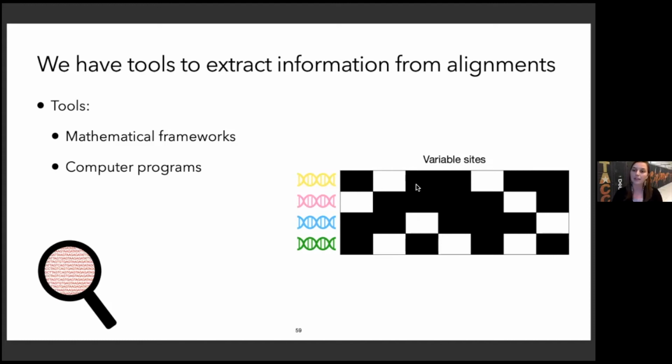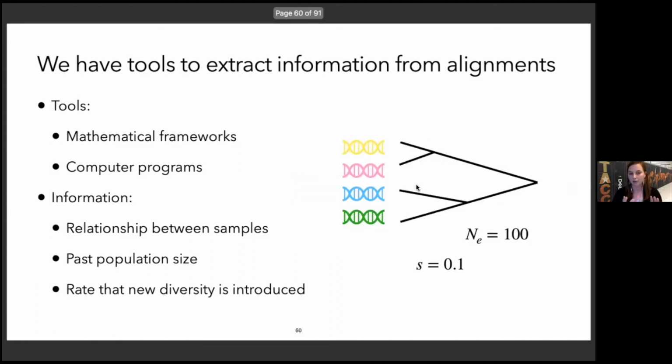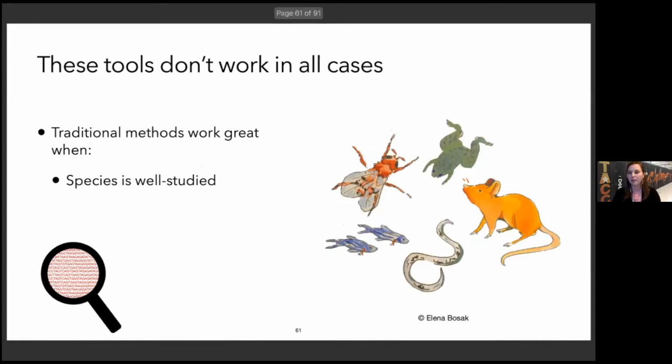So now instead of this alignment, we might find out information like how these individuals are related to each other, information about how big this population was in the past, or we can also find out things about how quickly new variants, or more diversity, is being introduced into the population. So this is really great. There's decades of work built into this, but these tools have limitations.